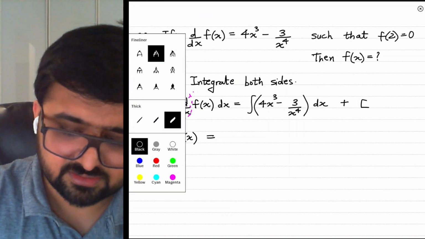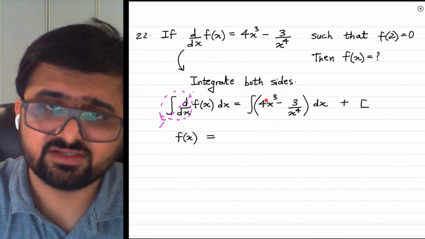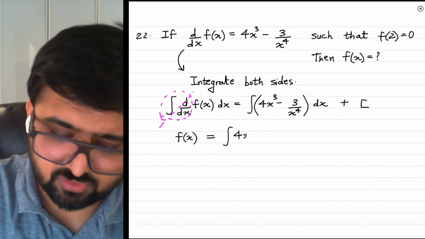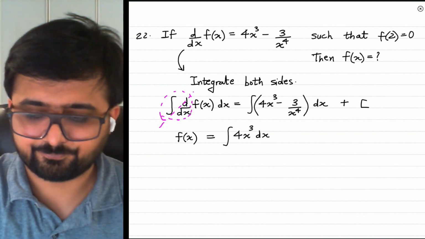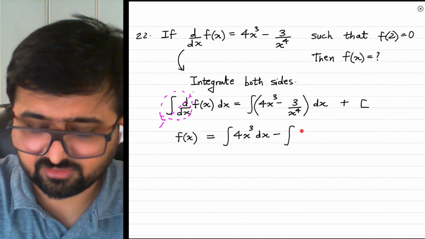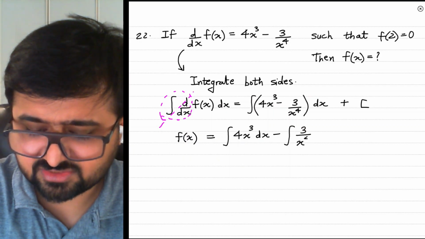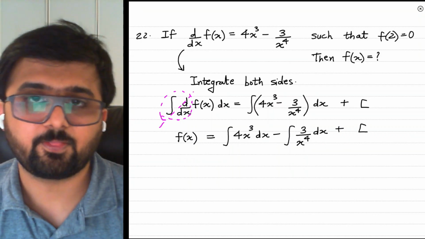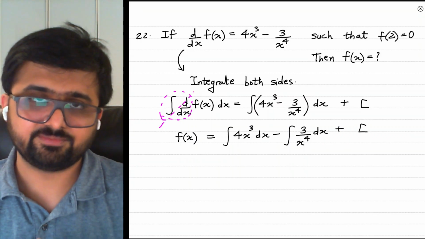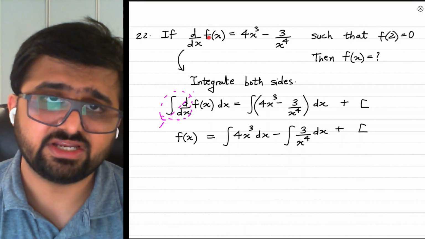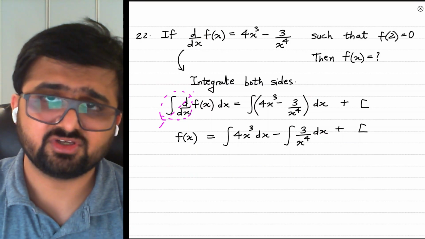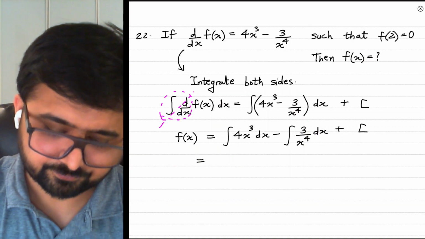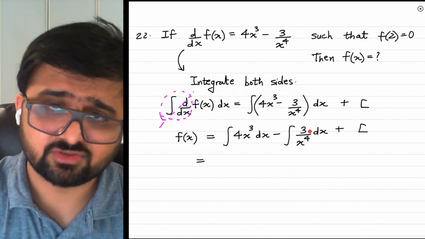Now let's just split that integral in both the terms here. So we get integral of 4x cube dx minus integral of 3 over x to the power 4 dx plus that constant c. I hope it makes sense so far. We integrate both the sides to get rid of that d by dx because we want to find f of x in the end. Now take that constant 4 out and take that constant 3 out.